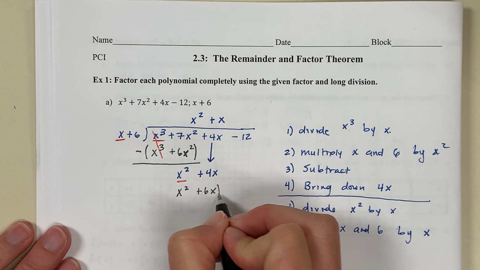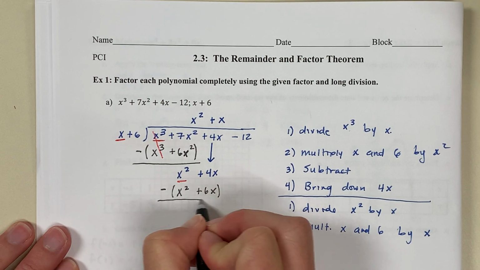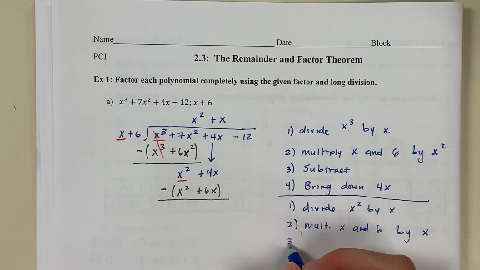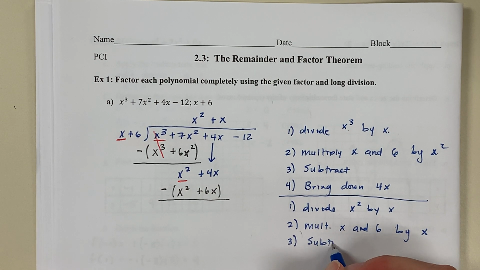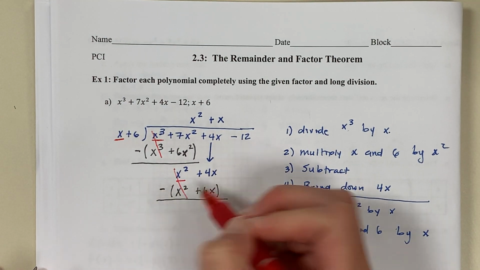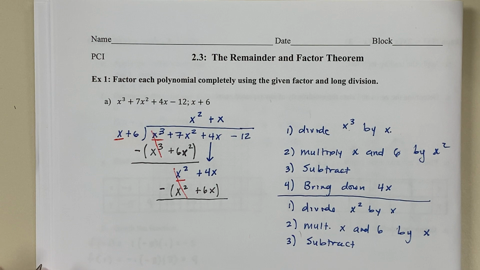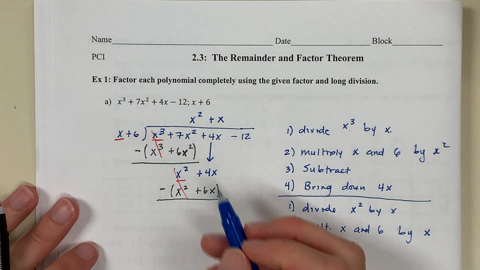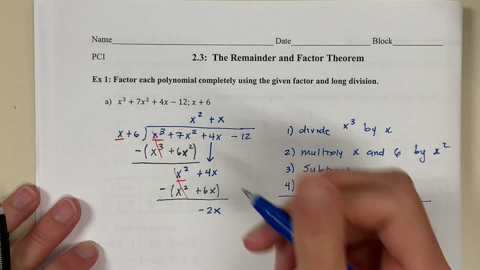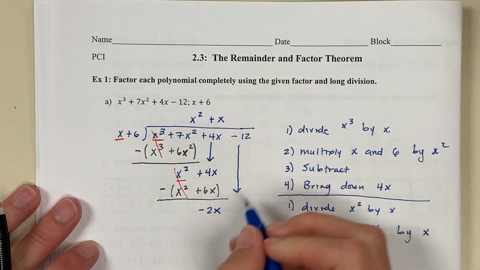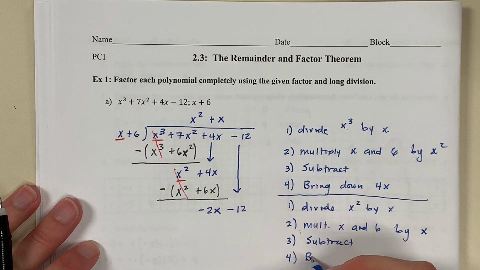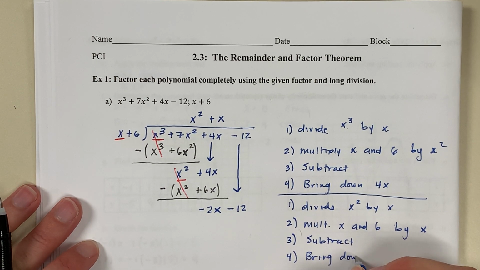And just as I did before, I'm going to subtract both terms from the x squared and the 4x. So step number 3, subtract. x squared minus x squared is 0. Again, we want that first term to be 0. 4x minus 6x is negative 2x. Then I'm going to bring down that last term, negative 12. So step number 4, bring down negative 12.